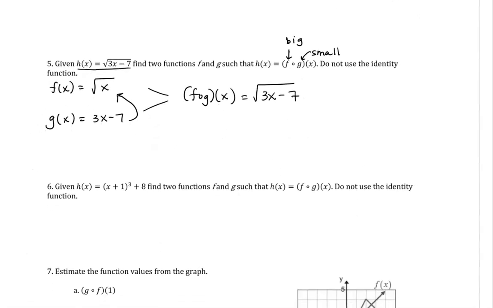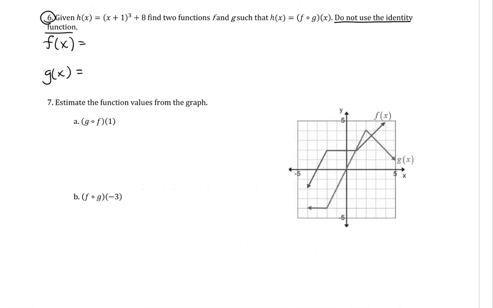I'd like for you all to try example 6, which is doing the same thing we did in example 5, coming up with two functions f and g, so that when you compose them, you get the function h of x. Keep in mind that there are directions here that state to use the identity function, so neither one of your functions should be x.